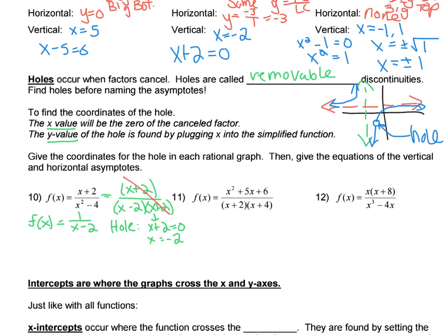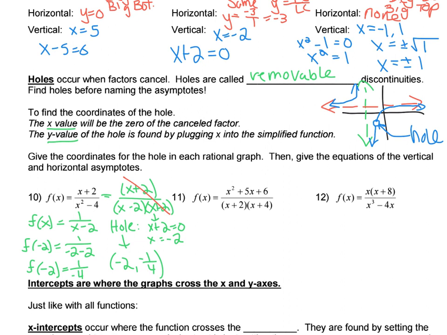We now need to take negative 2 and plug it into this equation. So f of negative 2: plug in negative 2 everywhere you see an x, and you'll find the y value. Negative 2 minus 2 in the bottom, and we get f of negative 2 is 1 over negative 4. So our hole is at negative 2 comma negative 1/4. So that is how you would actually define a hole.